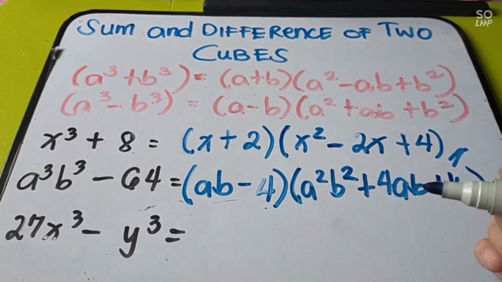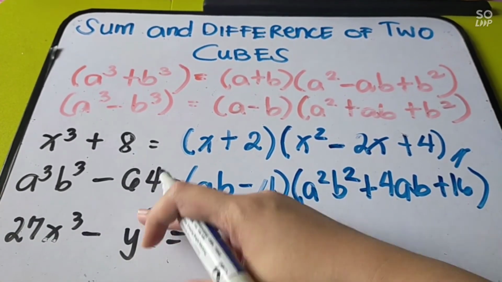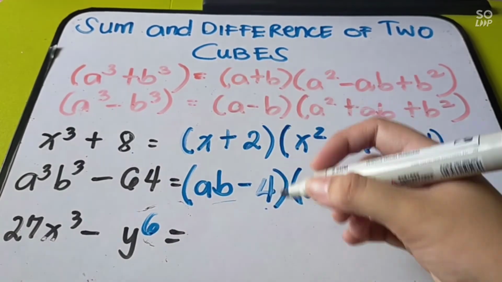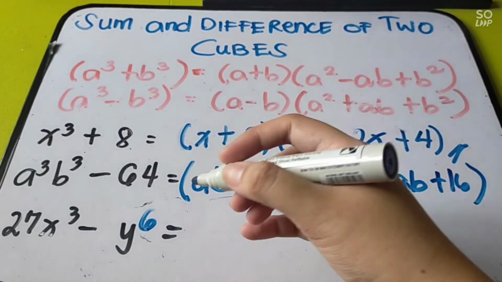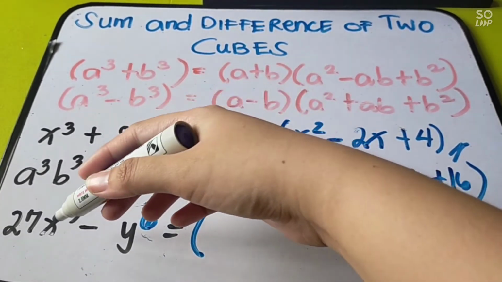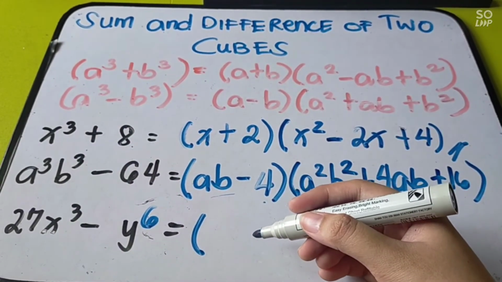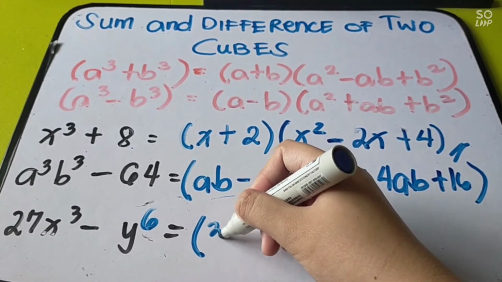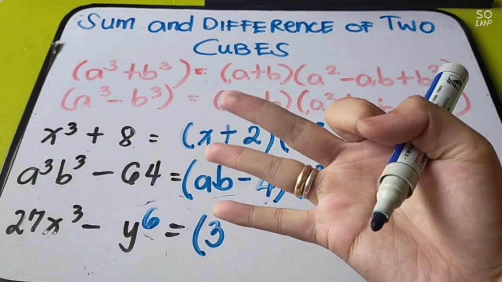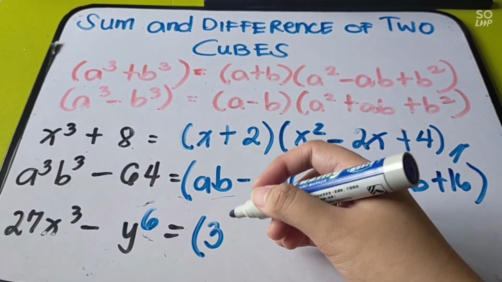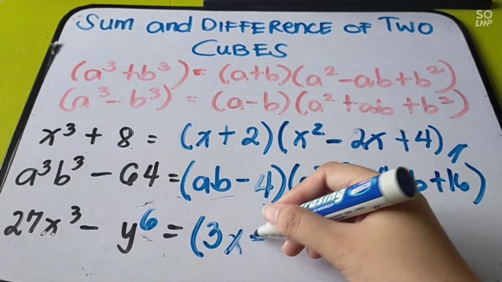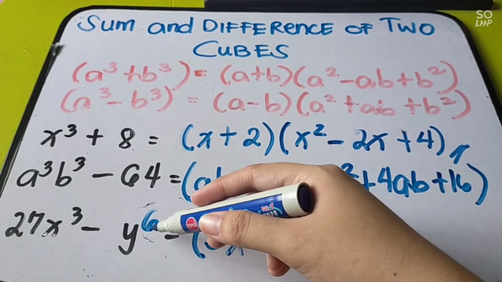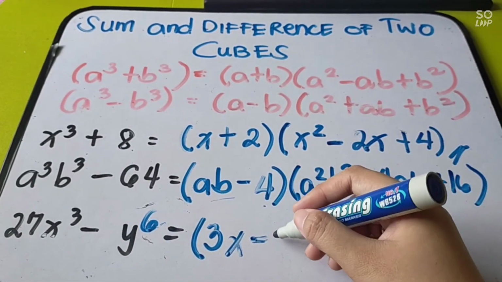For the third example, halimbawa, ito gawin natin tong 6. Yan. Basta divisible by 3 siya. That is perfect cube. We have here 27x cube. Si 27, ang cube root niya ay 3. Kasi 3 times 3, 9 times 3, 27. We have 3. Then, si x cube ay x. Next tayo, minus. So, dito, ang kanyang cube root, just divide 6 into 3, the answer is 2.